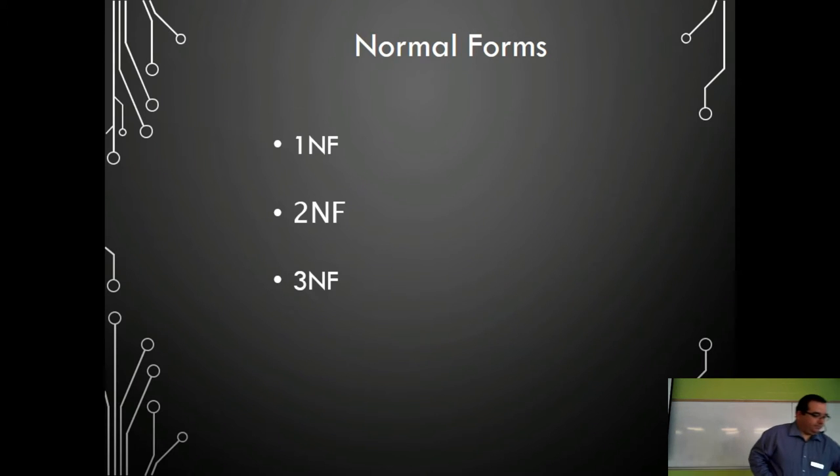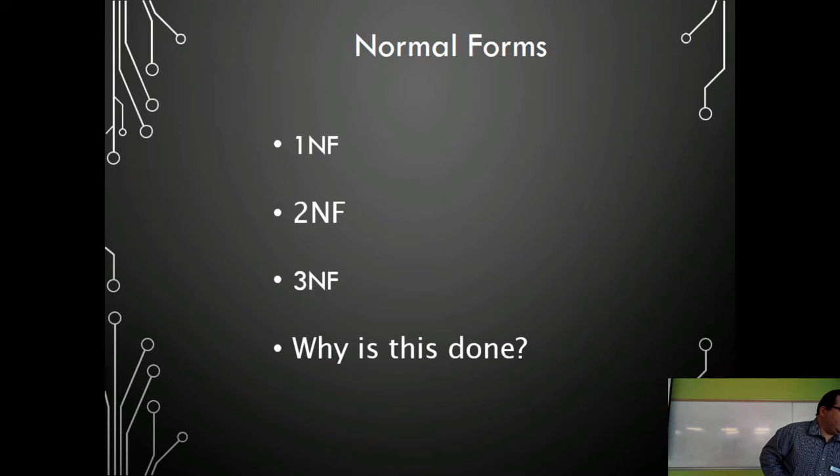Actually, I answered the why is this done before I showed the normal forms. We create normal forms in order to have certain levels of quality of design. And most data is considered to be unnormalized, which is UNF, when you first start. Sometimes it ends up being normalized really, really quick because you get used to it and it just happens. But sometimes when you inherit other people's old data, you end up with stuff that's in all kinds of weird states and conditions.